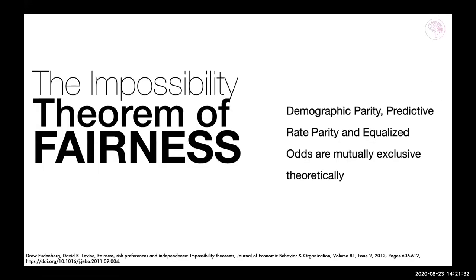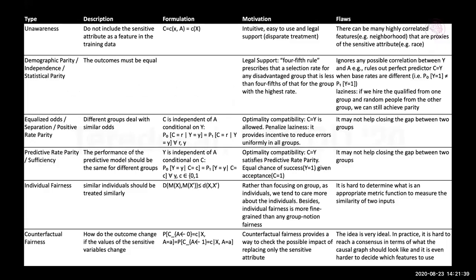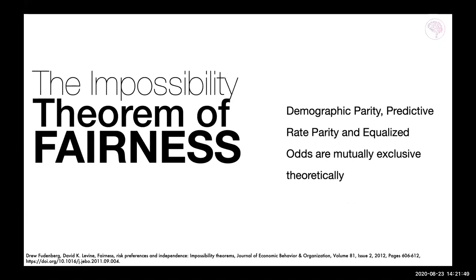All right, so which brings us to the impossibility theorem of fairness. The different notions of fairness that we just encountered, to highlight again, these three notions: demographic parity, predictive parity, and equalized odds. It has been shown mathematically that it's not possible to satisfy all of these different notions of fairness at the same time.